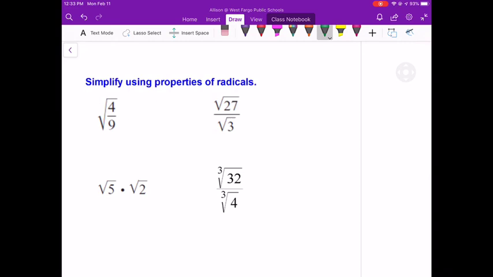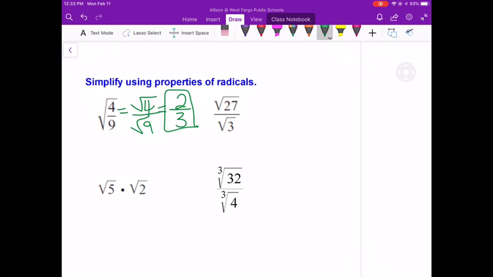Okay, here's a few examples then. If you have a square root of a fraction, you can split that up and take the square root of the top over the square root of the bottom. The square root of 4 is 2, the square root of 9 is 3. So it simplifies to 2/3.